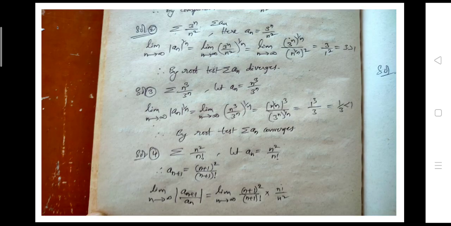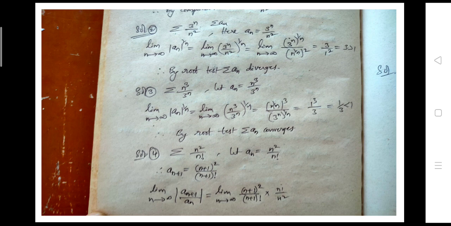Continue the next problem, solution 3. Sigma n cube by 3 power n is equal to sigma a_n. Here let a_n be equal to n cube by 3 power n. So by using root test, limit n tends to infinity mod a_n whole power 1 by n is equal to limit n tends to infinity (n cube by 3 power n) whole power 1 by n. Now simplifying, we got 1 cube by 3, which is 1 by 3, less than 1. By root test, less than 1 means sigma a_n converges.